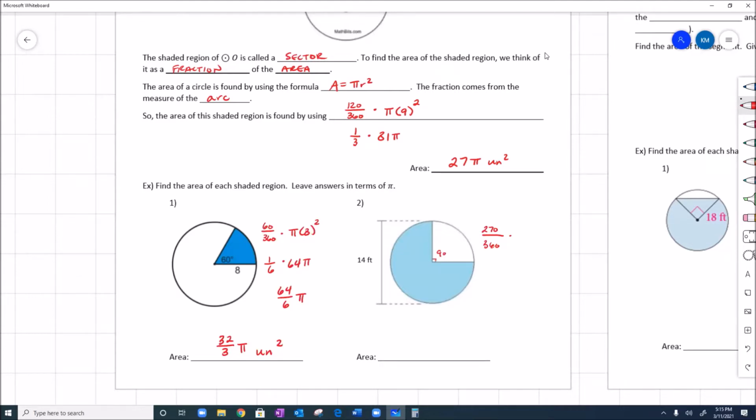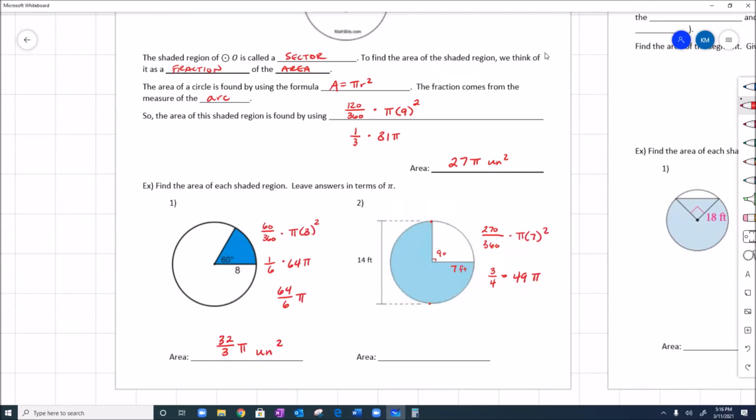It's written on the outside, but it's definitely telling us from basically the tip of the circle to the tip of the circle. It's giving us a diameter. So if our diameter is 14, we should be able to find our radius by dividing that by 2. So our radius in this case is 7 feet. Now we can plug that into our formula, pi r squared. 270 over 360 simplifies to 3/4 times 49 pi. 7 squared is 49.